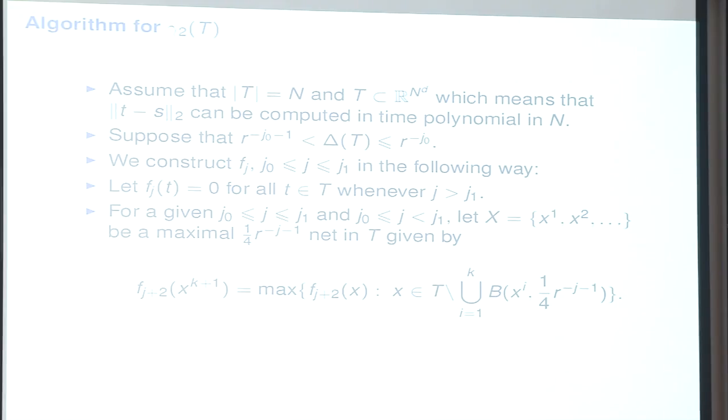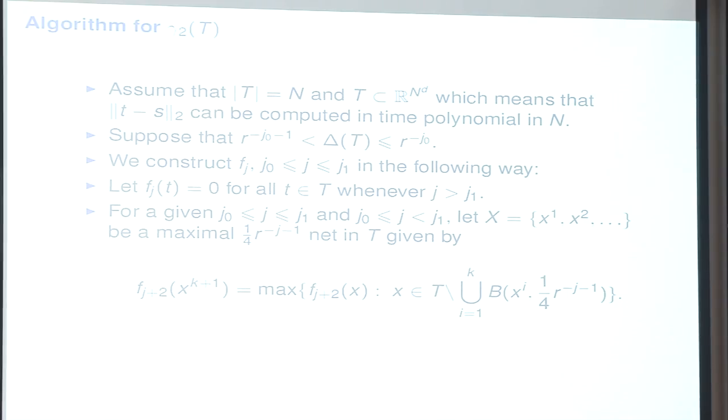And then the idea is to construct some separated net. It was a half r^{-j-1} separated net, and now we have a 1/4 r^{-j-1} separated net, so it must be a little bit smaller. And here, that's the most important part, we are using a greedy algorithm.